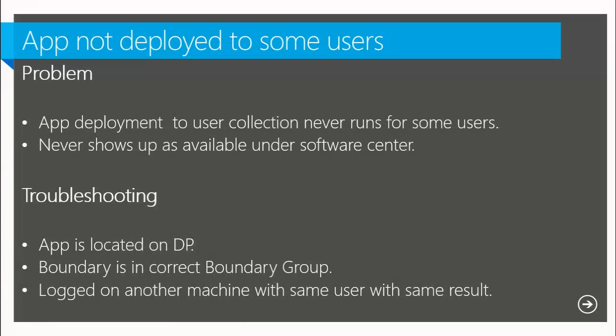And so in troubleshooting, I found out that the boundary was in the correct group, because that's the first thing you think of, right? Most of the time, it's a boundary issue. I logged on to another machine with the same user and got the same results. That's weird, right? So now it doesn't matter where that user is. What's up? What gives? Anybody? Any ideas?